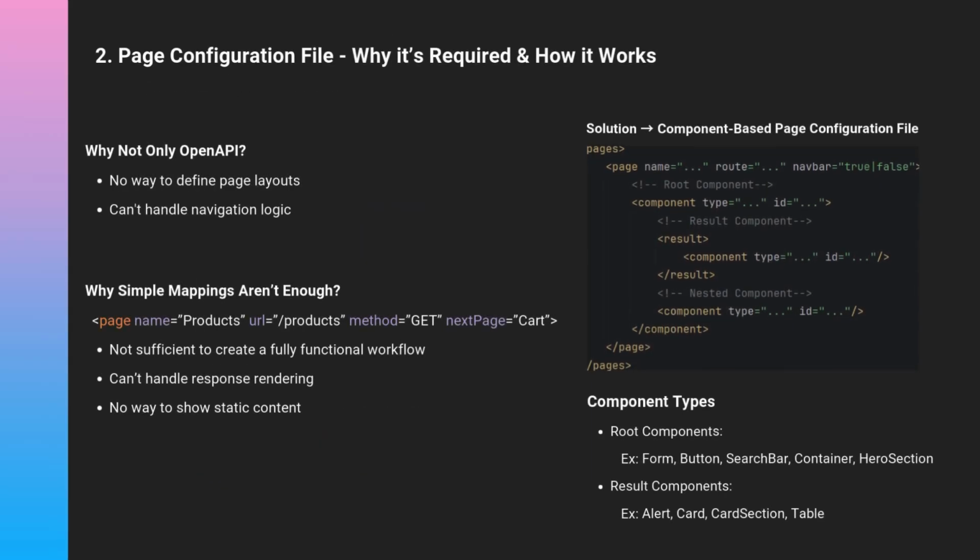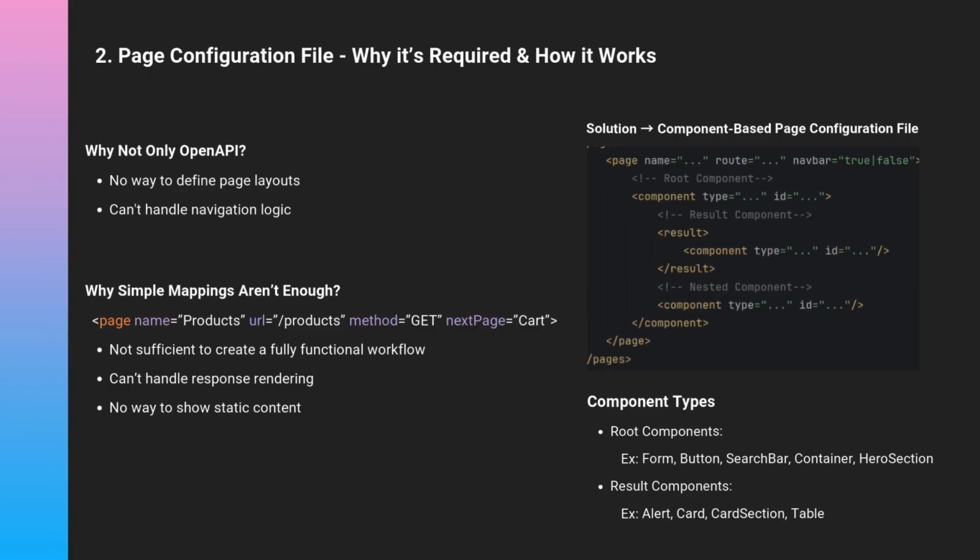To generate a fully functional frontend, we need more than just an OpenAPI spec. OpenAPI defines endpoints, but not how to organize screens or navigate between them. Simple page mappings, like this example, also fall short. They don't define how content is rendered or how to handle static elements. That's why our framework uses a component-based page configuration file. Each page is structured using root and result components, giving full control over layout and interaction. This makes the generated UI more meaningful, modular, and customizable.